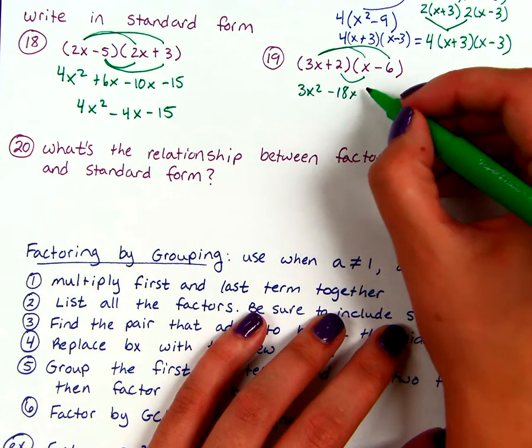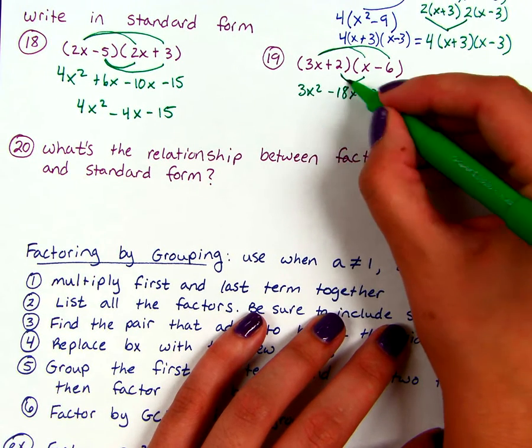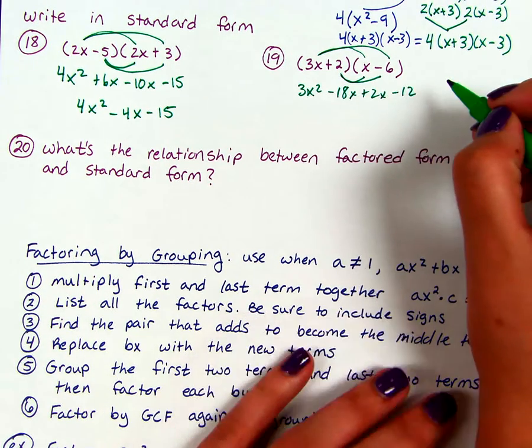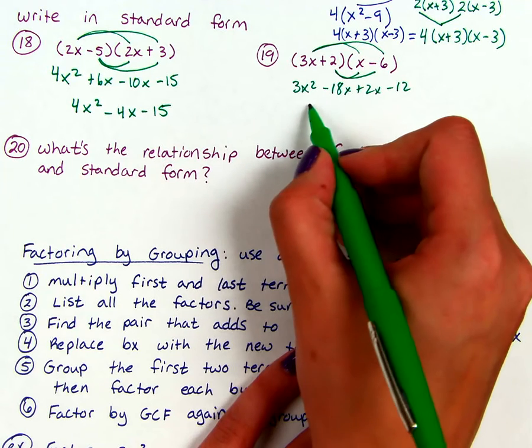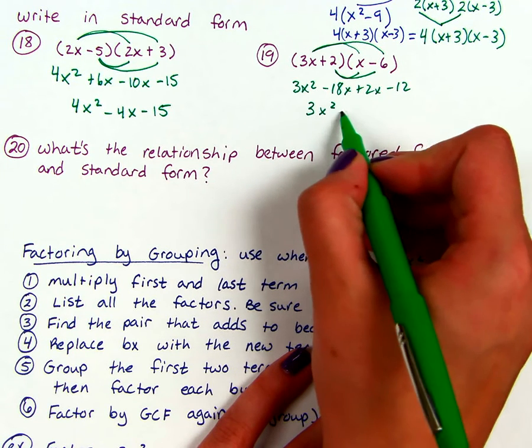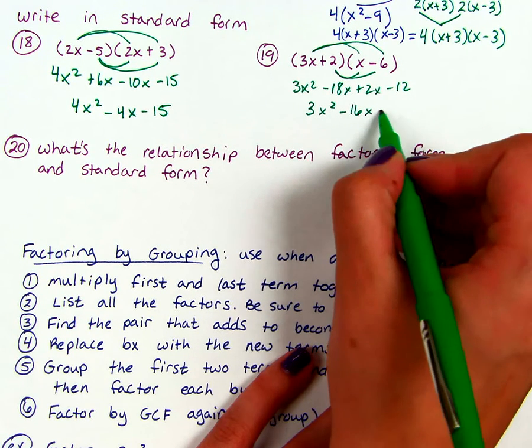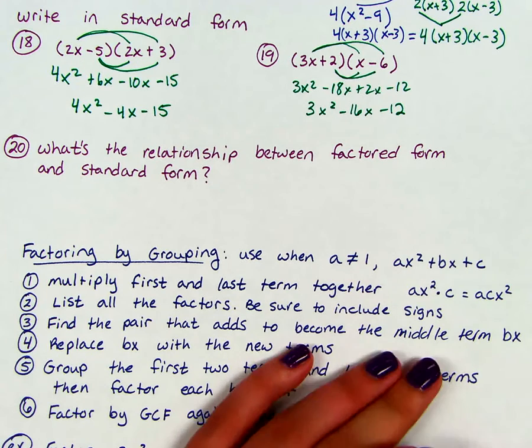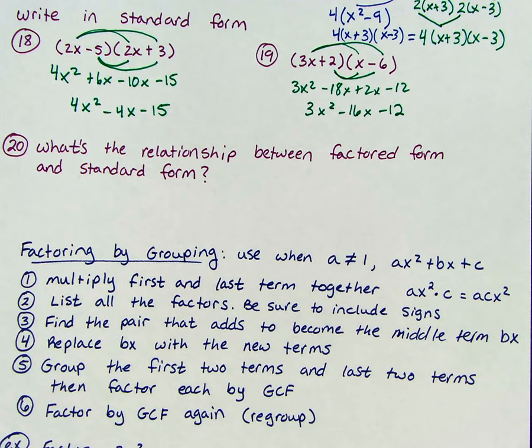2 times x is 2x. And 2 times negative 6 is negative 12. And then we will combine like terms. So 3x squared minus 16x minus 12. So those would be our answers in standard form.